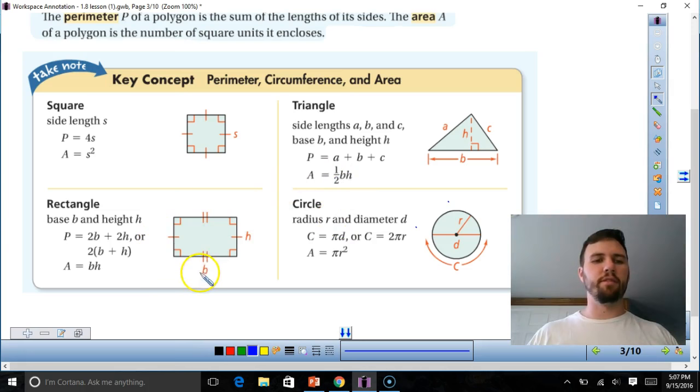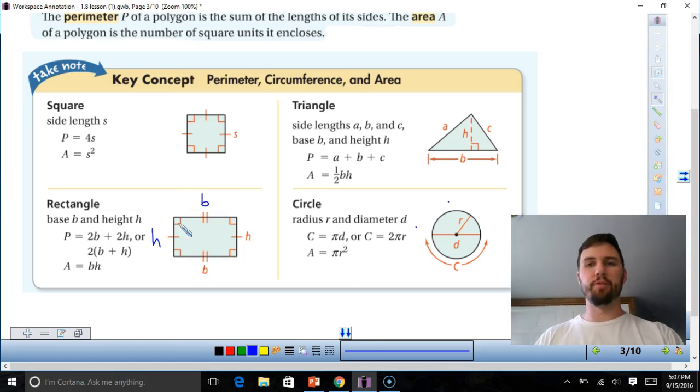For a rectangle, you do 2b plus 2h, and that's because you have 2 b's and 2 h's. Or you could just add up all your sides. Perimeter always works by just adding up all the sides. For area, you do base times height. You guys have probably learned that before. I forgot to do triangle. Triangle area is half base times height, because when you look at it, it's just half a rectangle.